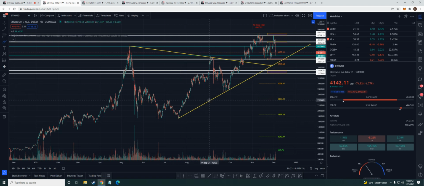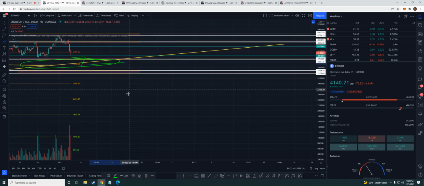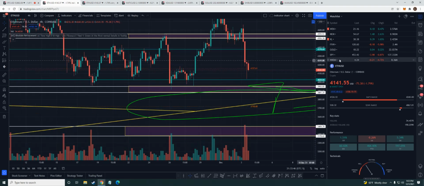You can see how I drew it up here, starting from this point here, going all the way through here. Now, I don't want to see this trend break. If the trend breaks, we can get a wick, but it has to go back up above the trend and close, either on a 4-hour or daily. I'm on a 4-hour chart, and each one of these candles represents 4 hours.